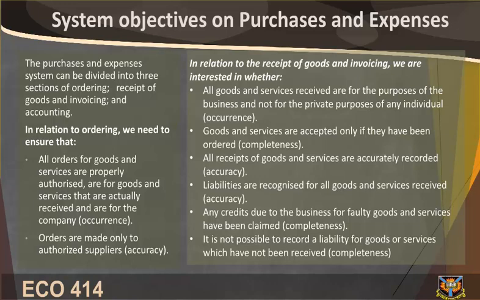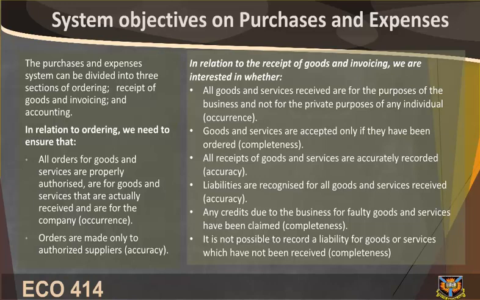Accuracy. In relation to the receipt of goods and invoicing, we are interested in whether all goods and services received are for the purposes of the business and not for the private purposes of any individual. Occurrence. Goods and services are accepted only if they have been ordered. Completeness. All receipts of goods and services are accurately recorded. Accuracy.